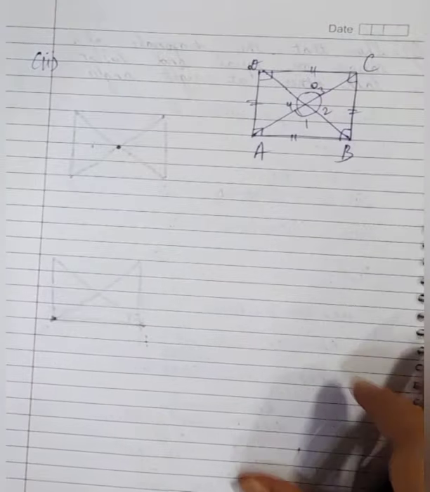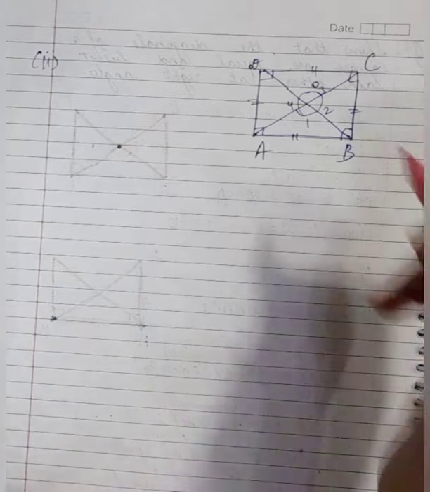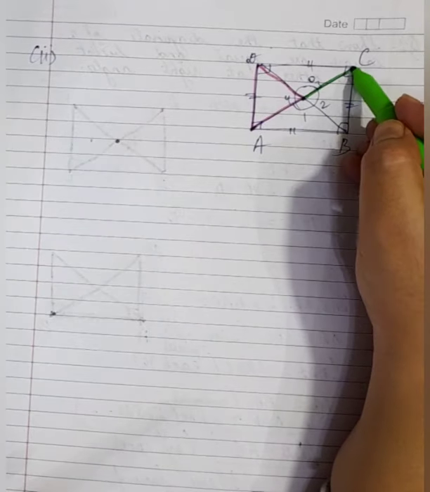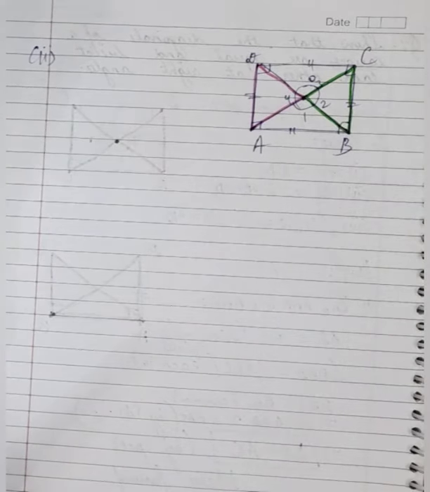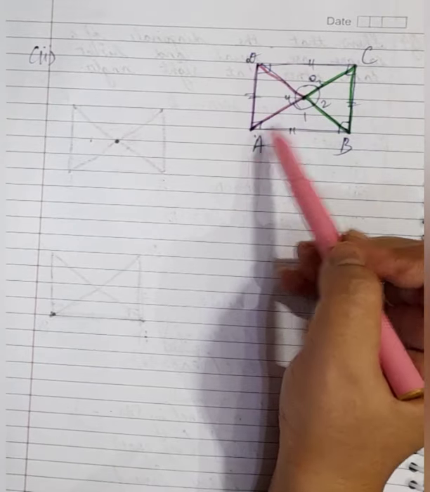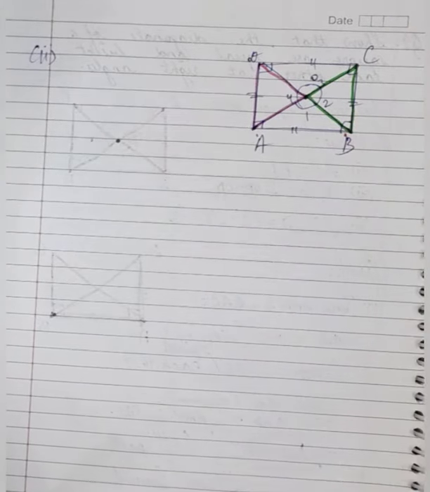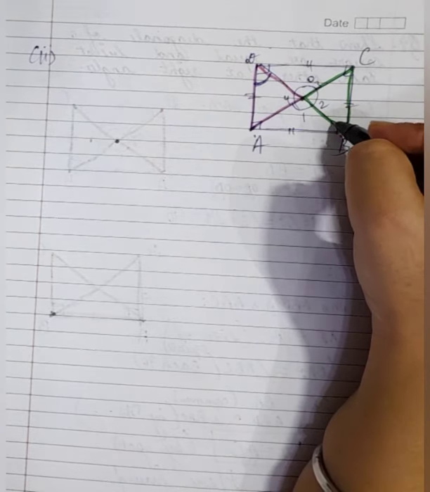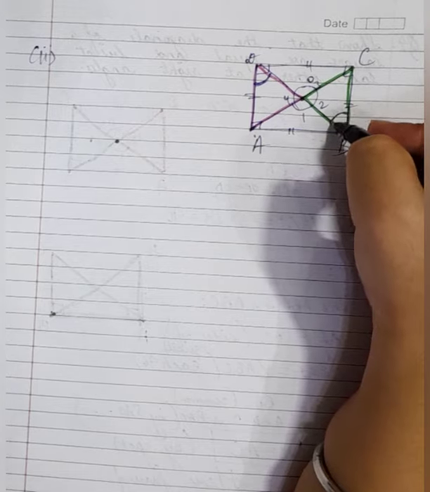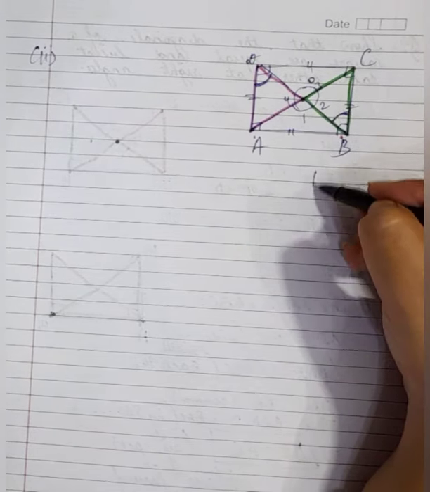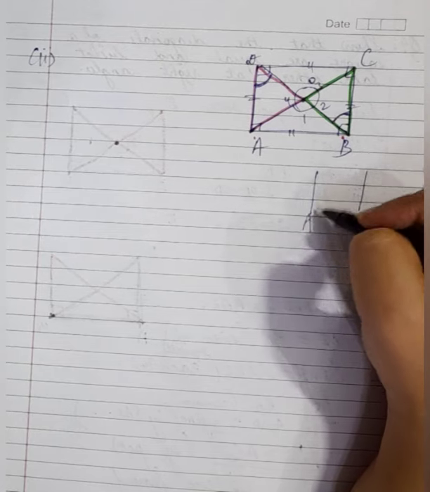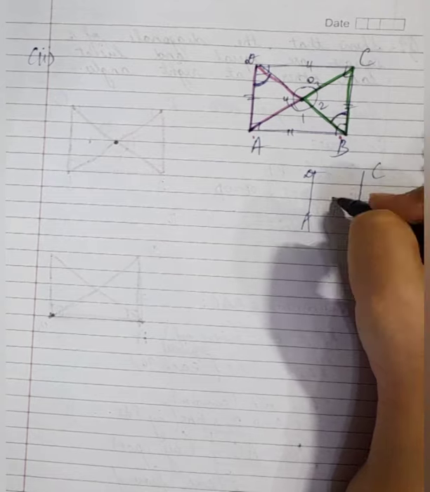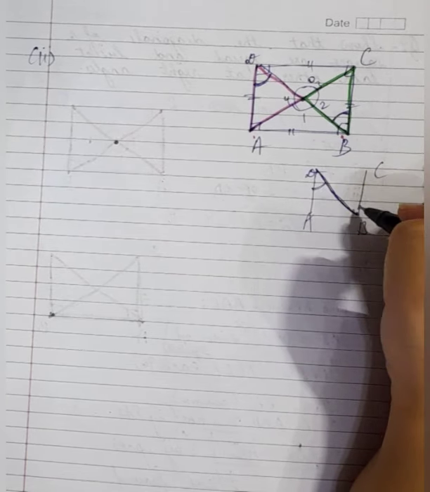Okay. Now these two triangles, pink and green triangles. See, DA is equal to CB. This is the first condition. This angle of the pink triangle is equal to this angle of the green triangle. Why? Because the lines are parallel. AD and BC are parallel, and they are being intersected by a transversal, so definitely alternate interior angles would be equal.